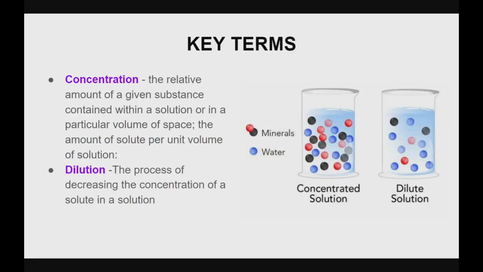Concentration refers to the amount of a given substance contained within a solution or in a particular volume of space. It's the amount of solute per unit volume of solution. So if you look at the figure to the right, notice the concentrated solution, you see more particles in that small volume of water. Whereas if we have a dilution, we will decrease the concentration of the solute. So if you look at the beaker on the far right, notice it says it's a dilute solution. In other words, you have fewer particles in that water, so you have fewer particles per volume.